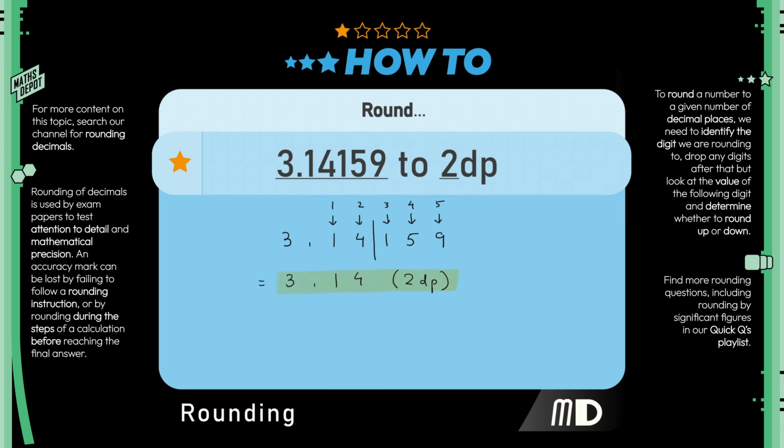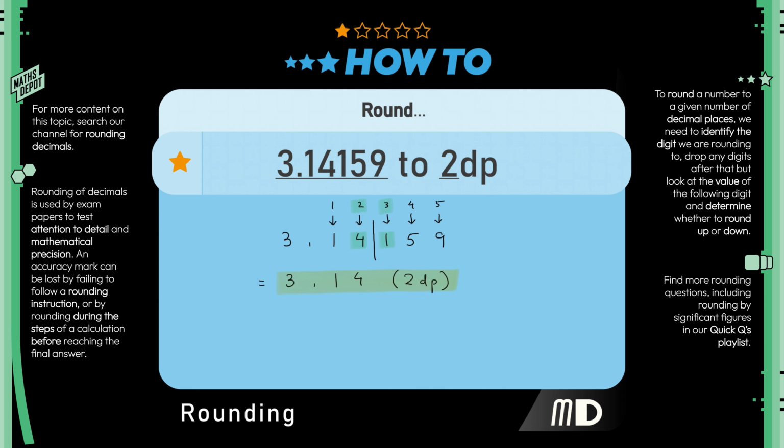This question asks us to round 3.14159 to 2 decimal places. The important digits for the purposes of answering this question are the 2nd digit, which is 4, and the 3rd digit, which is 1.